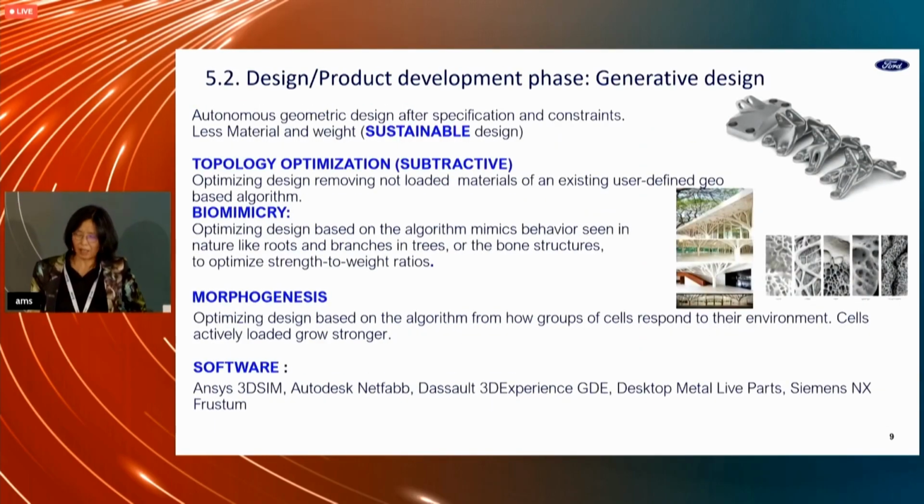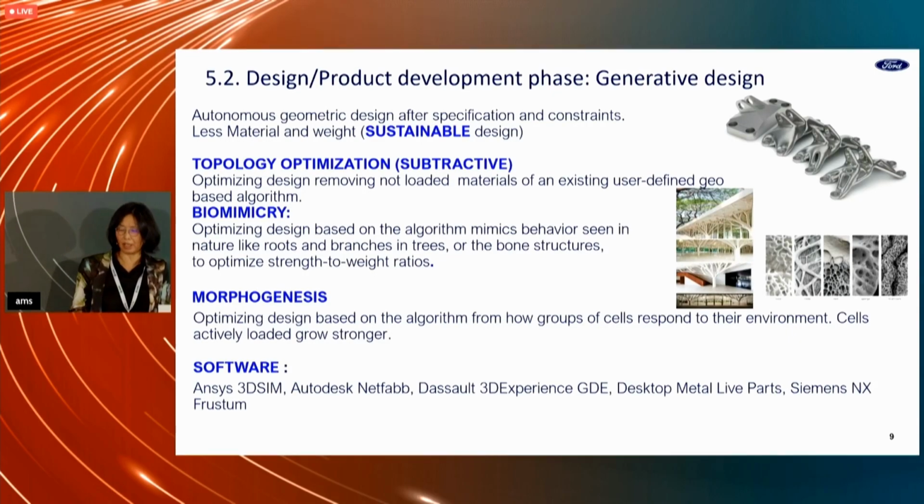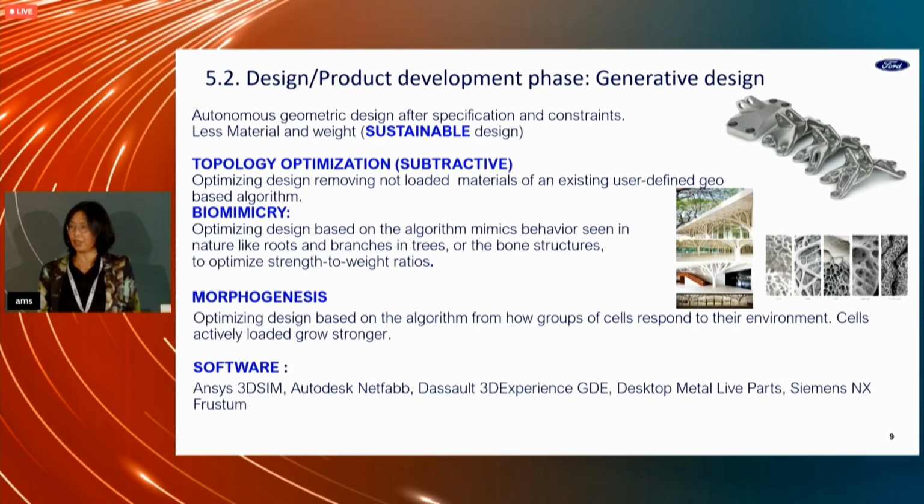And then the second method is generative design. Generative design is autonomous geometric design after specification and constraints. There are three categories. The first category is topology optimization, the second is biomimicry, and the third is morphogenesis.